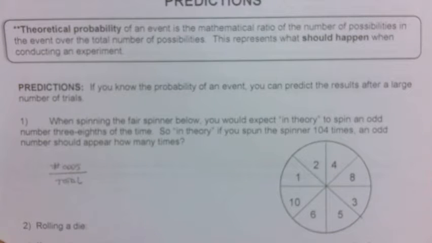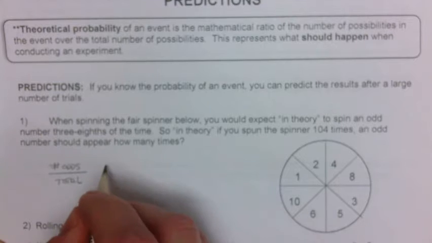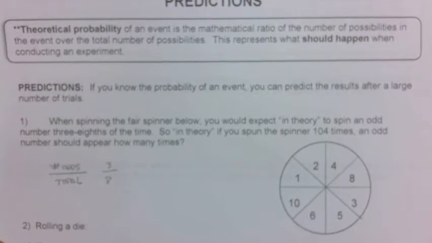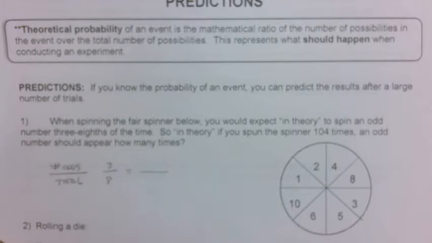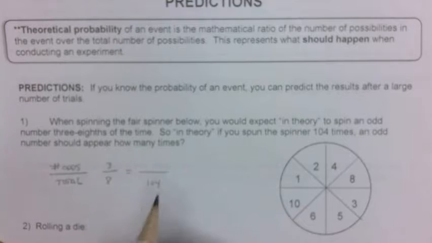Now for this spinner, there are 3 odd numbers, the 1, the 3, and the 5, out of the total 8 sections. This is why the probability of landing on an odd number is 3 out of 8. We can take this ratio and set it equal to another ratio where the total number of times we're spinning the spinner is 104 times. We have to figure out how many odd numbers are going to appear out of the 104 tries based off of this probability. Since we know both denominators, we should figure out how we scale from 8 up to 104.